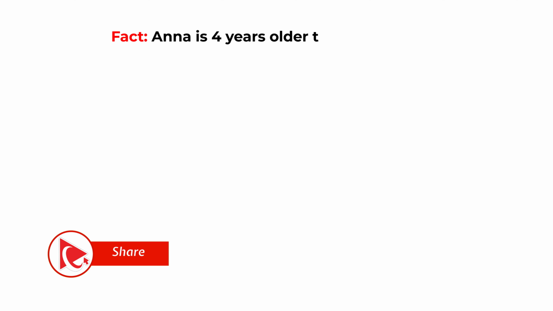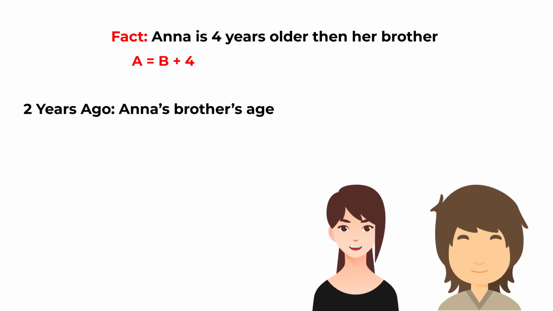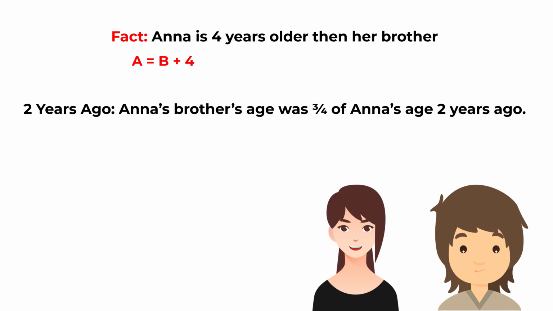In this problem, we're dealing with one fact. Anna is 4 years older than her brother, and this fact never changes. So we can build the formula: Anna's age equals her brother's age plus 4. We are also dealing with age-specific differences at a moment of time. For example, we've learned that Anna's brother's age was 3/4 of Anna's age 2 years ago. So let's do calculations for 2 years ago. Brother's age equals 3/4 of Anna's age.